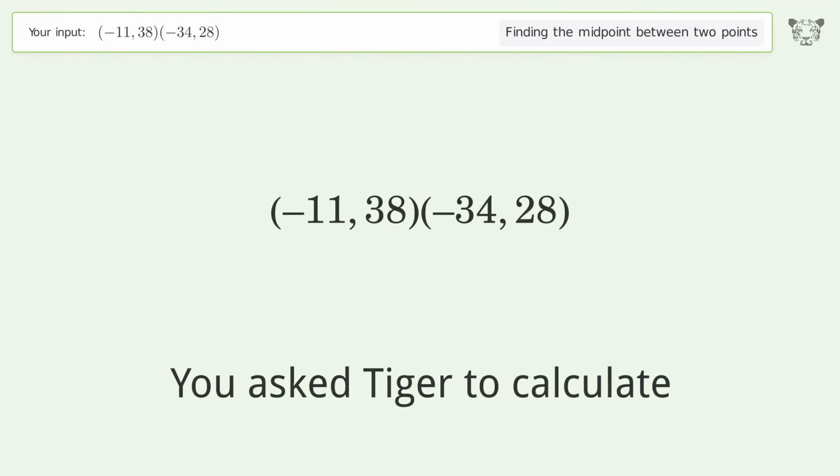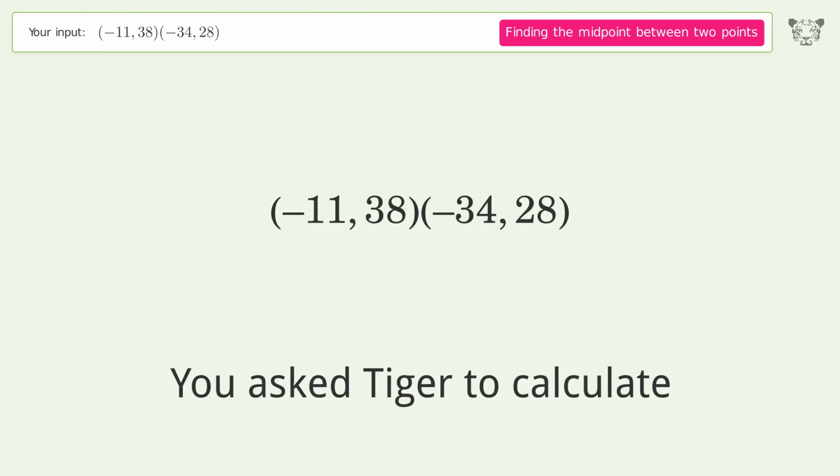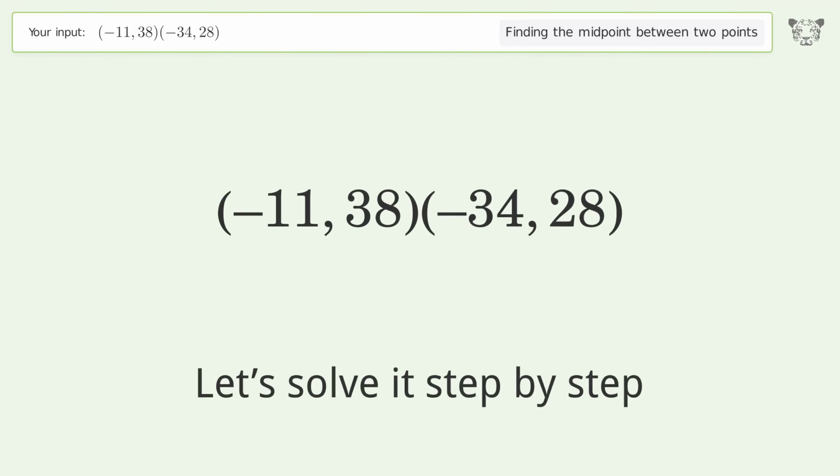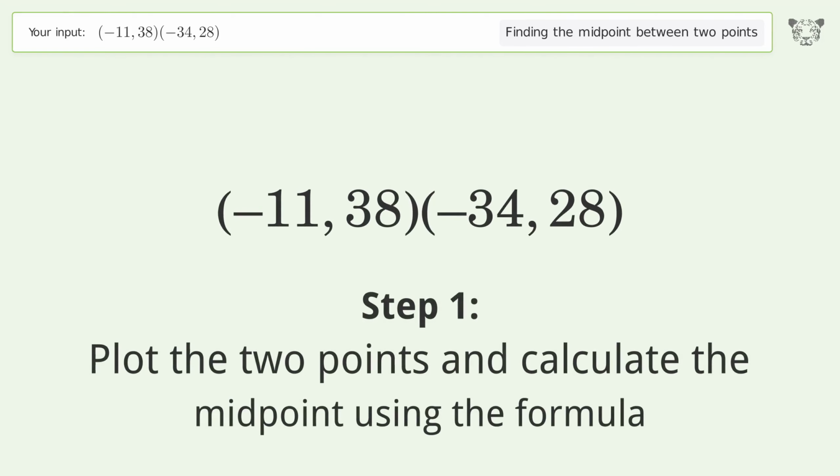You ask Tiger to calculate. This deals with finding the midpoint between 2 points. The midpoint between the 2 points is negative 22.5, 33. Let's solve it step by step. Plot the 2 points and calculate the midpoint using the formula.